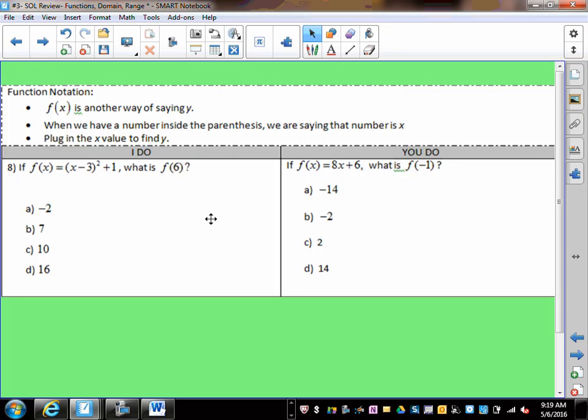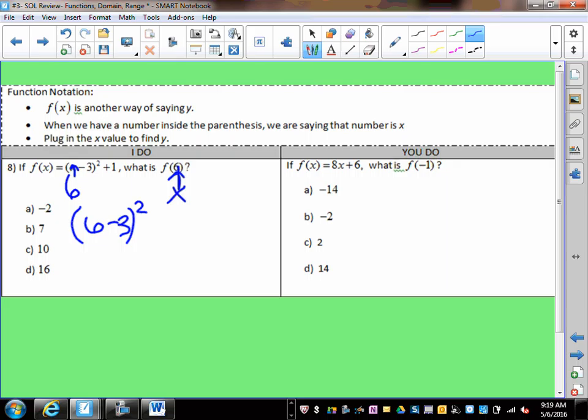So we've talked about this quite a bit. It says, if f of x equals (x minus 3) squared plus 1, what is f of 6? Well, 6 is just representing my x value. So all I do is take 6 and put that in for x, wherever it is in my equation. So instead of (x minus 3) squared, I have (6 minus 3) squared plus 1. And then use your calculator to help you out. You should get it.